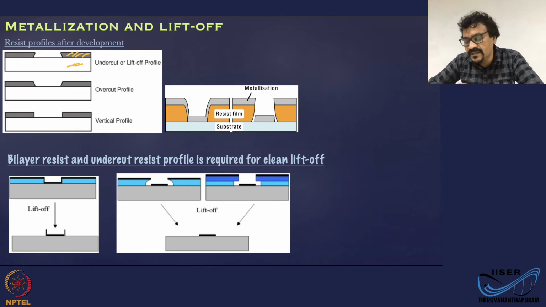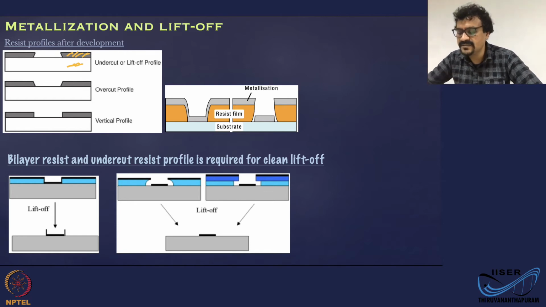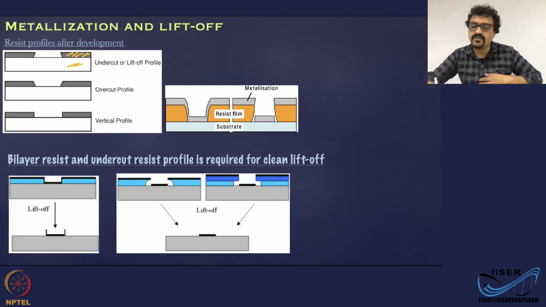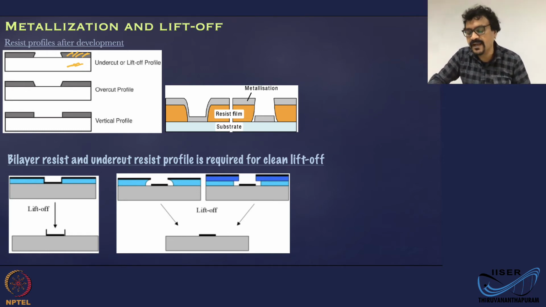So now imagine that in each of these cases you are going to do a metallization. After lithography, you will deposit some metal which will act as a gate electrode or ohmic contact. Now when you deposit metal, let's consider the second case where you have an overcut profile. In the overcut profile, the metal will get deposited throughout all this region when you do metallization. It will be a continuous fill.